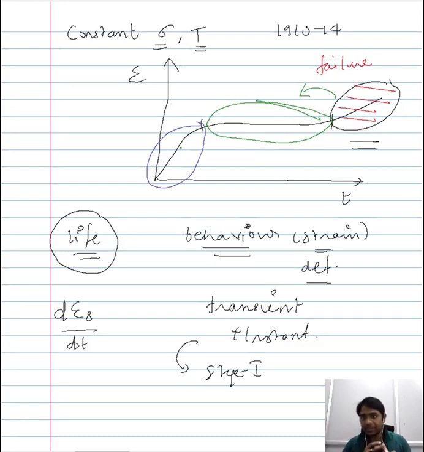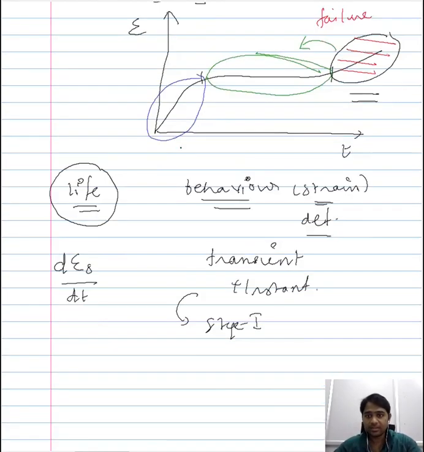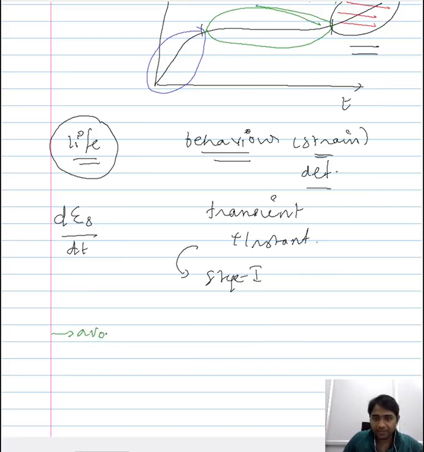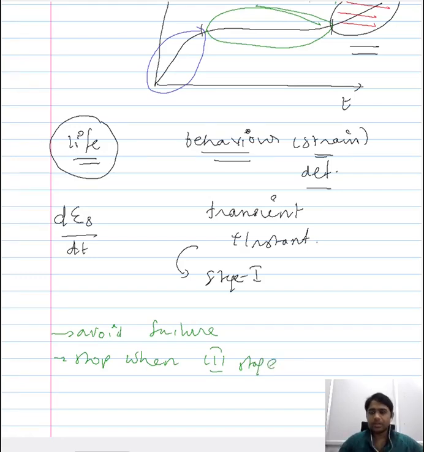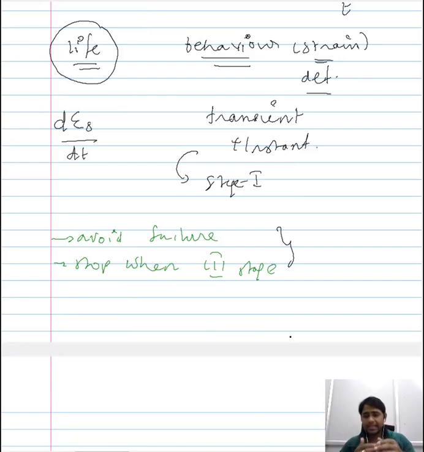We avoid the failure of the material. We stop the creep testing once the material enters into the tertiary stage. So these are the two characteristic features of creep testing. One is you avoid failure. Secondly, you stop the creep testing when the third stage sets in. So these two features characterize the creep testing, when you talk about it from the standpoint of the testing of materials.